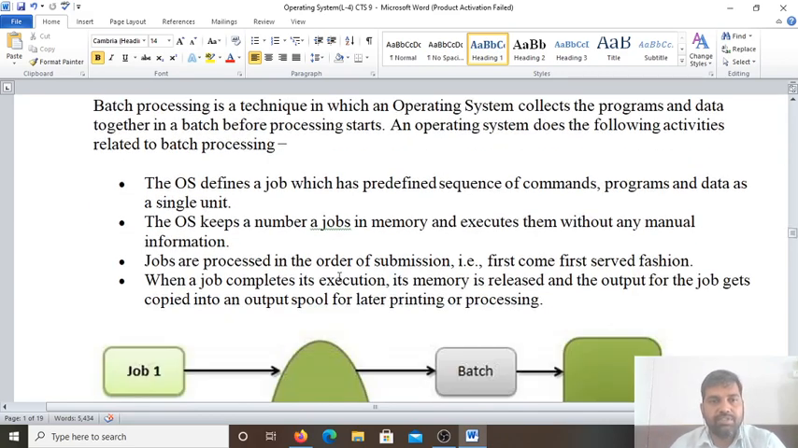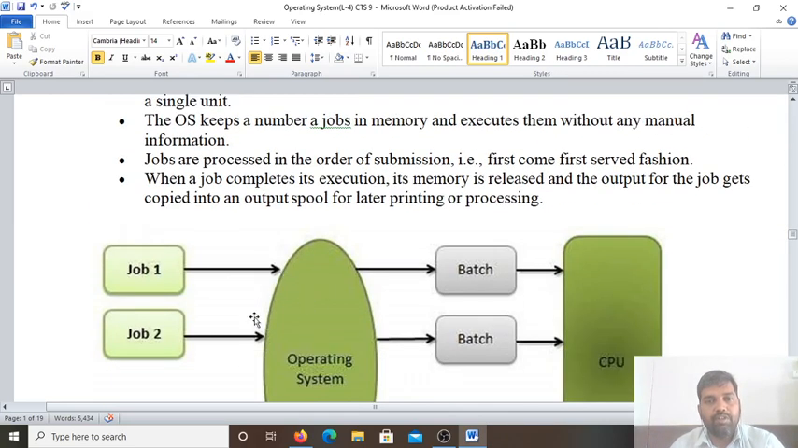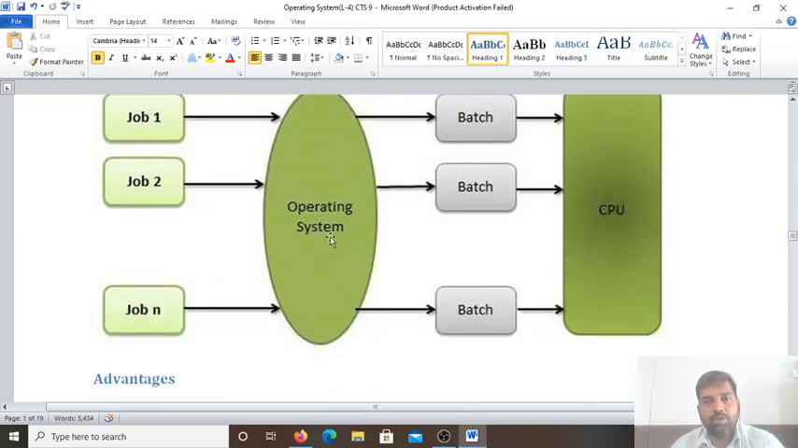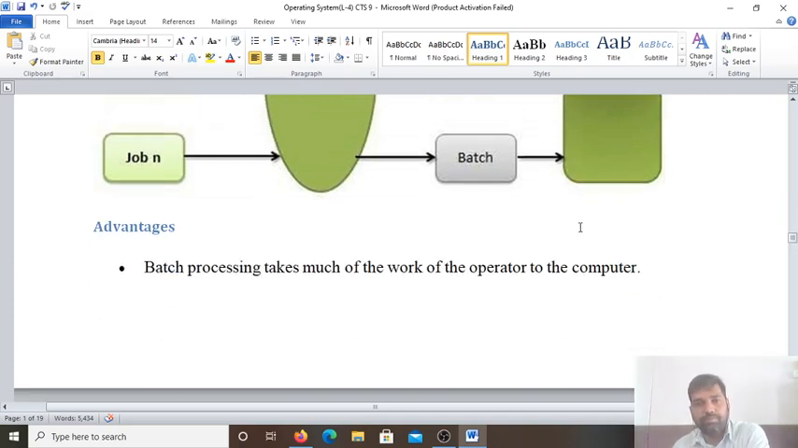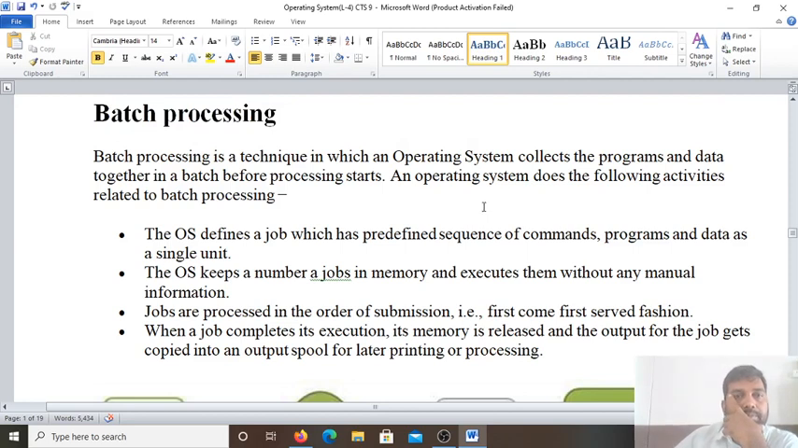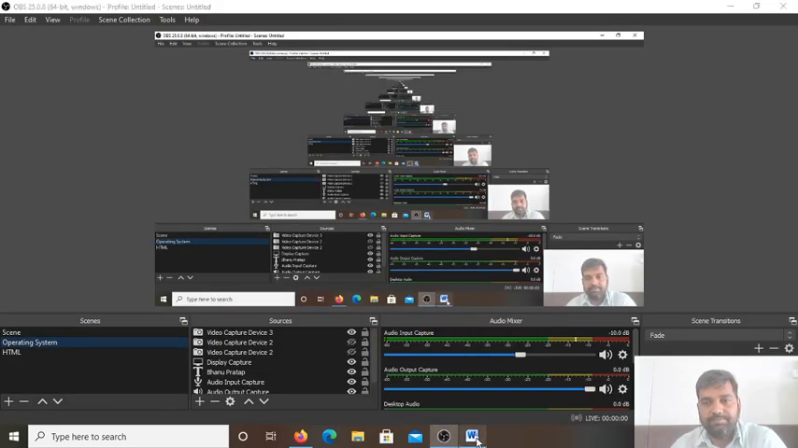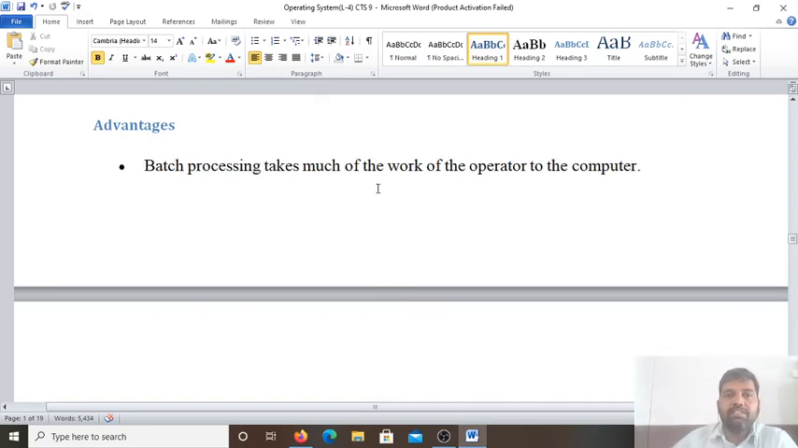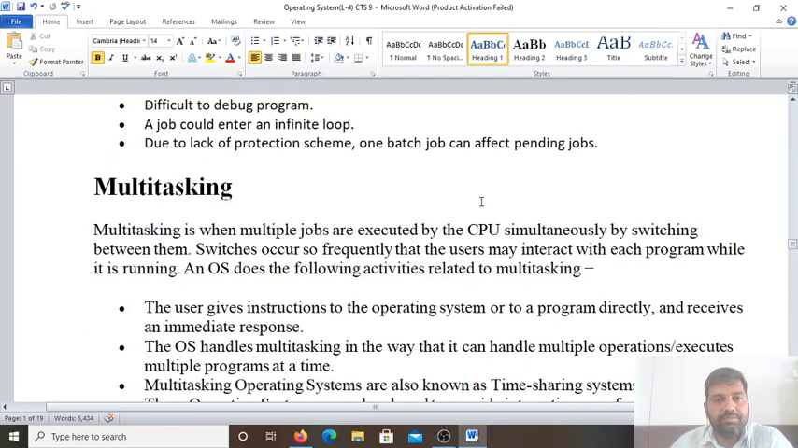Now see, this is batch processing, in which job 1, job 2 are given to the operating system, and after this the operator makes a group, a batch, and that is given to the CPU. Batch processing is a technique in which the operating system collects the programs and data together in a batch before processing starts. An operating system does the following activities related to batch operation. So batch processing takes much of the work of the operator to the computer.